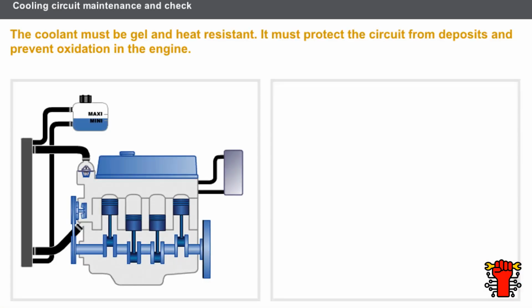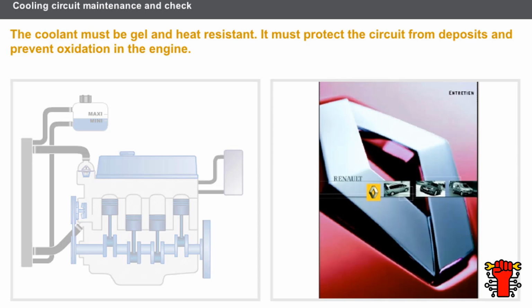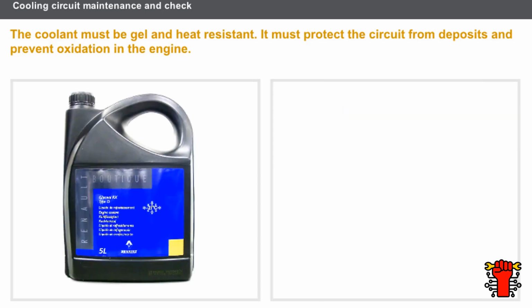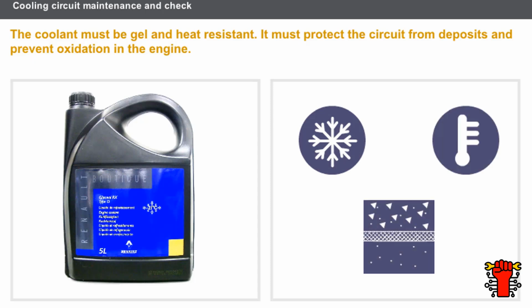Let's look at the operations for the cooling circuit. The coolant needs to be replaced at times, and this is explained in the Maintenance and Servicing booklet. The coolant used by Renault is Type D glycol. It has the following properties: it is gel resistant, is heat resistant, and prevents deposits and oxidation.